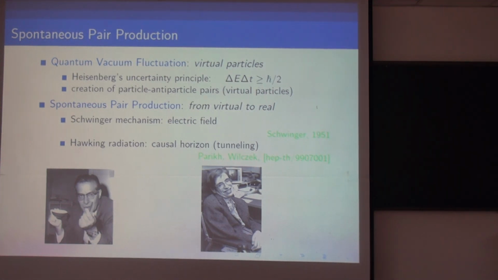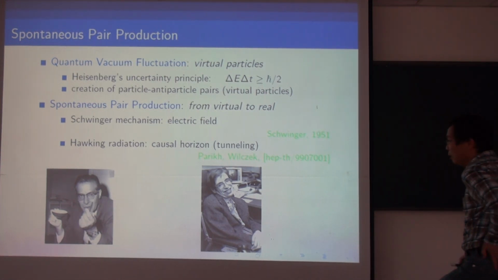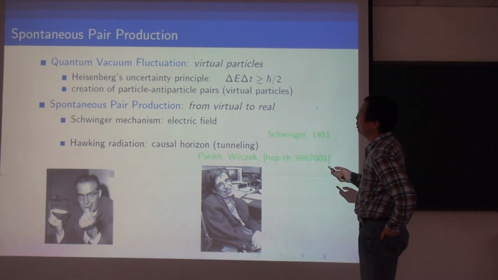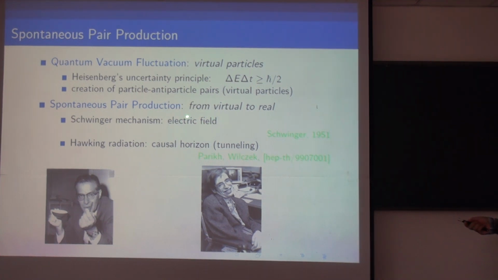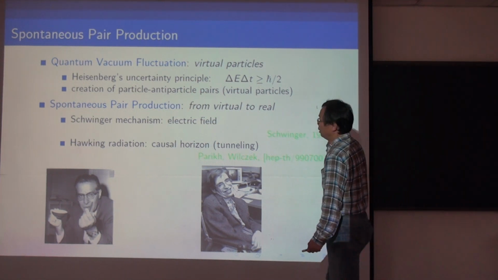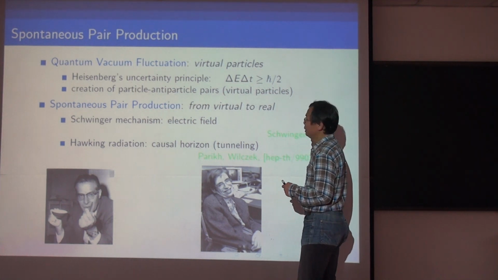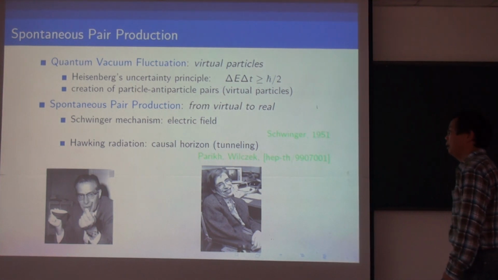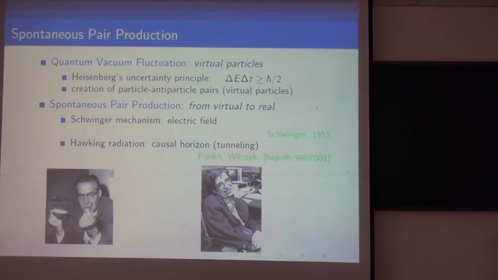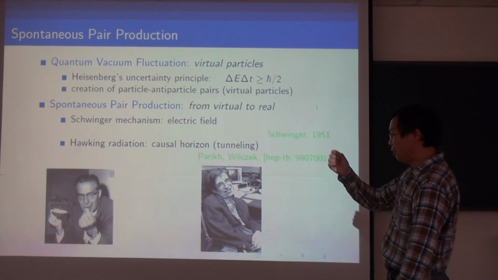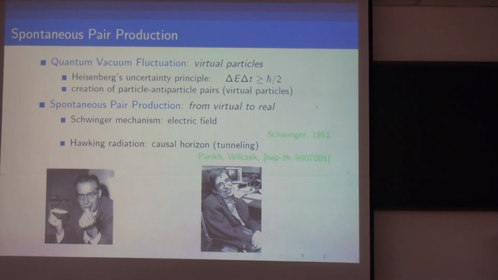So there are two possible ways. One is to use the electric field. If the virtual particle is charged, and if we can apply the electric field, we can get the pair production. The other one is because of the causal horizon: in the causal horizon there is quantum tunneling near the horizon, which can also produce real particles. Okay, so this is the original mechanism for the Hawking radiation.